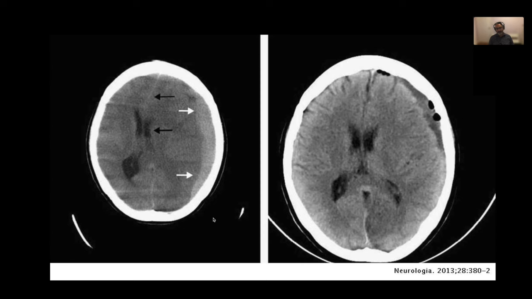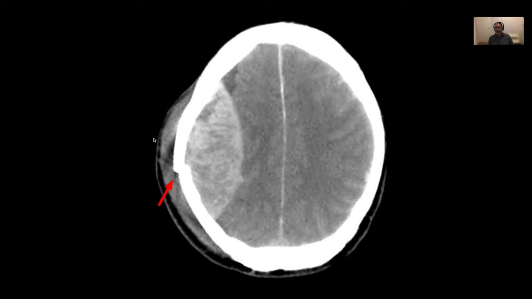Well, it looks a bit subdural. It is subdural, absolutely, with a midline shift. So this is a more aggressive subdural one. But yes, it is a subdural with a midline shift. Correct. All right, so this is for you.